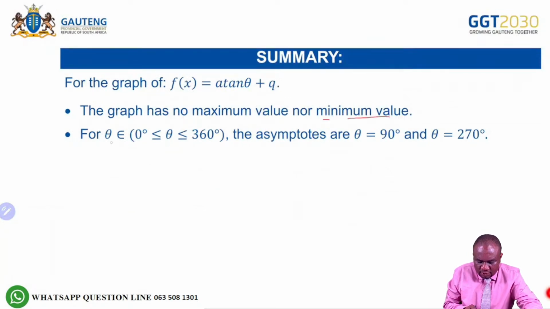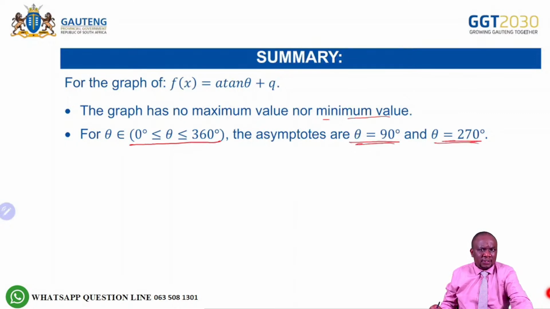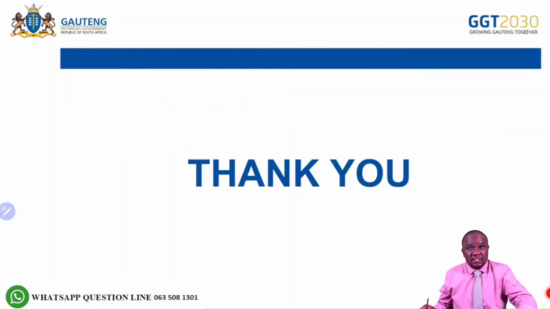And then for theta, the domain from 0 degrees to 360 degrees, the asymptotes are at 90 degrees and 270 degrees. Remember these things, great, right? Okay, right, we have done the revision of the tangent graph.